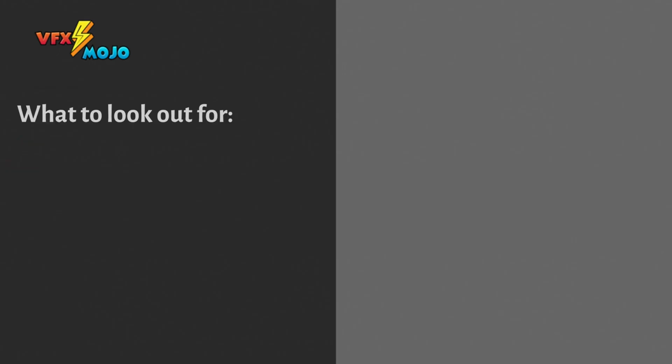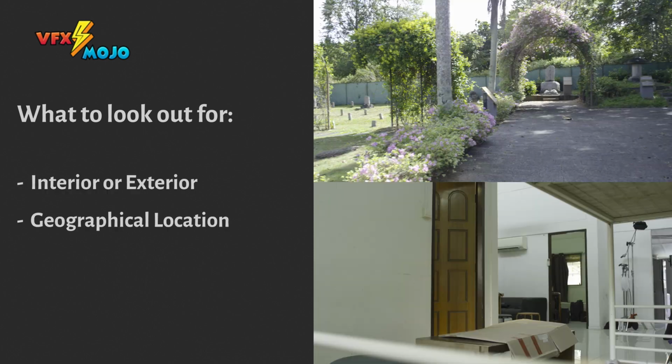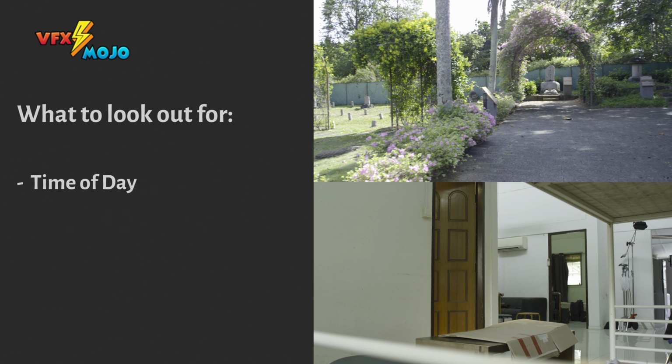Here are a few points on what to look out for when getting familiar with our plates and references. Interior or exterior environments will affect the type of lights you use or try to emulate. You will also need to take consideration of the technical approach on how you light your scene between these two environments. The geographical location can influence light angle of the sun, haze levels, and or color shifts. Similar to location, time of day will affect the sun.